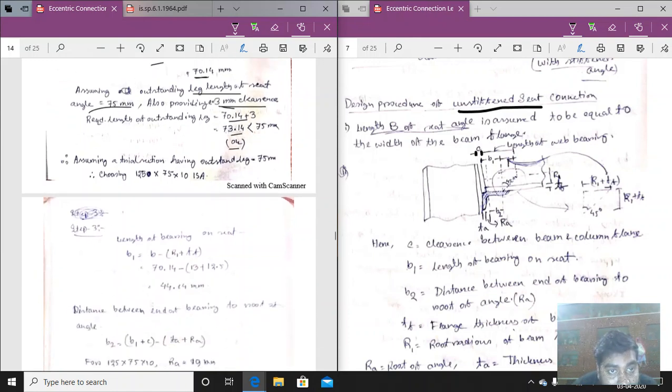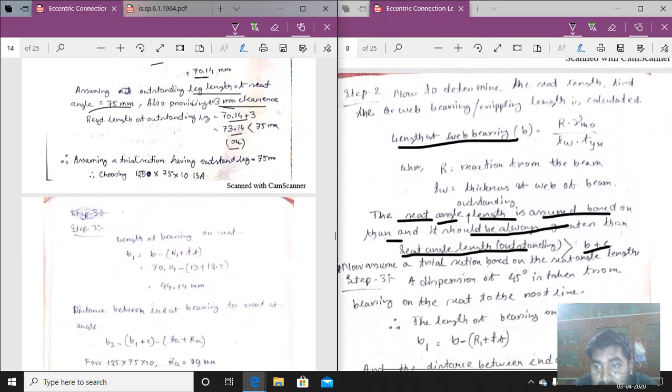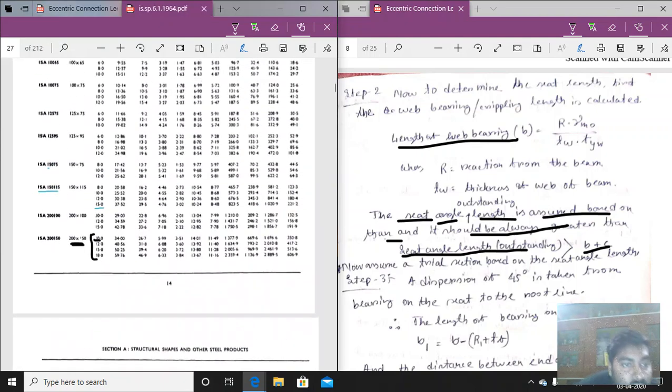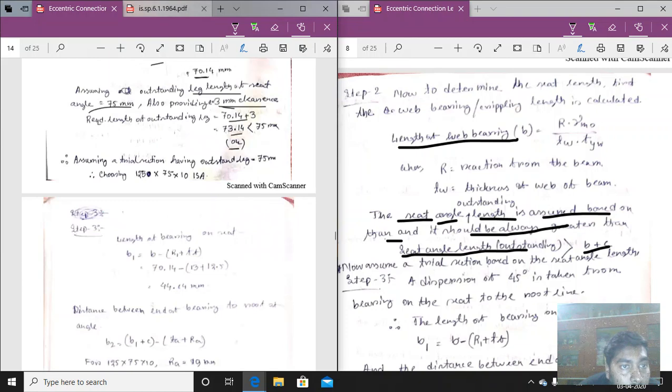So the required length of the outstanding leg is that value. It is less than the seat length, that is 75 mm, so it is okay. Now we have to assume some angle for that value. So let us open ISSP 6 and check one angle which has this 75.